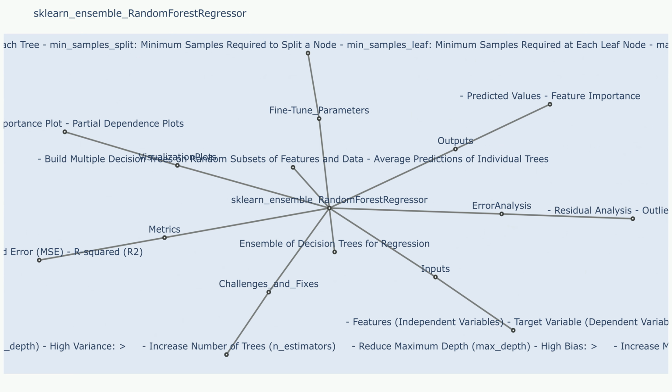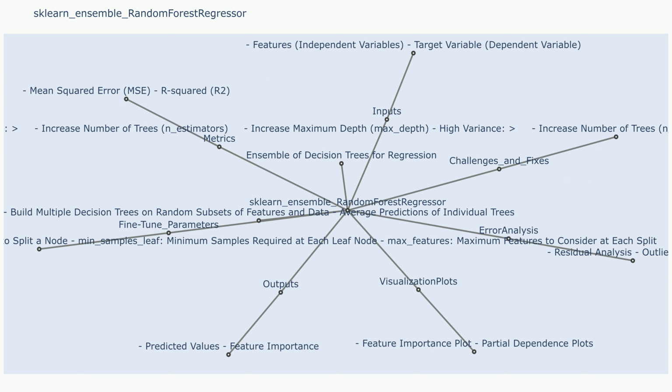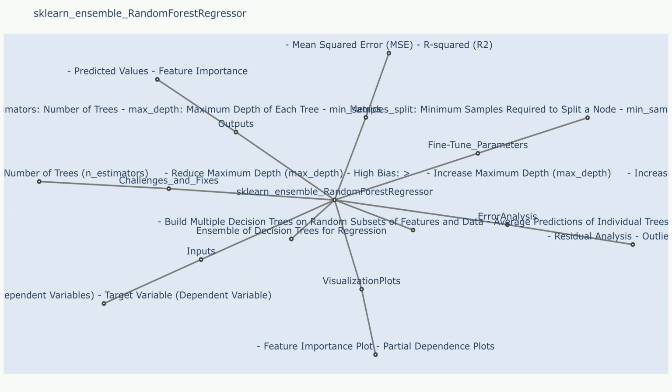Metrics. Metric 1. Explain in detail. Mean squared error (MSE), a common metric used to evaluate regression models. It measures the average squared difference between the predicted and actual values. Metric 2. Explain in detail. R squared, R2, represents the proportion of the variance in a dependent variable that is predictable from the independent variables. A higher R-squared value indicates a better fit.